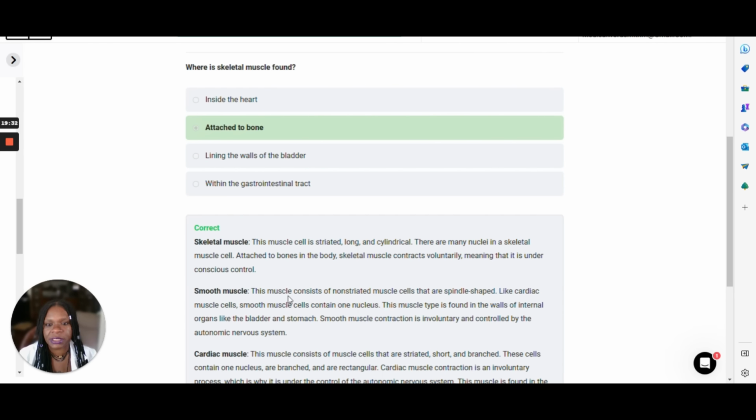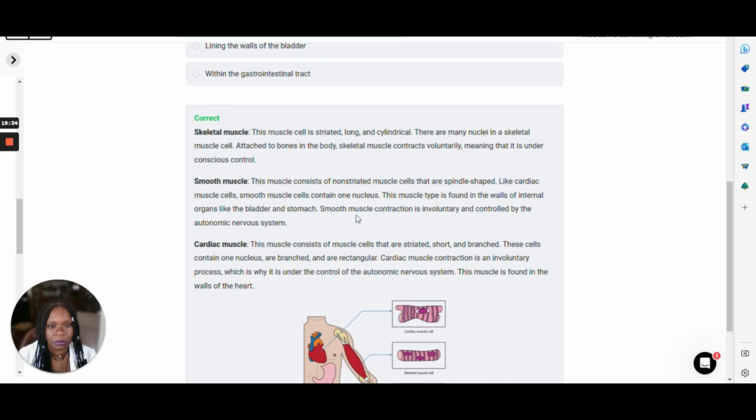So this question is testing, do you know the difference between the different types of muscles? Smooth muscle consists of non-striated muscle cells that are spindle-shaped. Like cardiac muscle cells, smooth muscle cells contain only one nucleus. That is a key differentiator. This muscle type is found in the walls of the intestinal organs, or in internal organs like the bladder and the stomach. Smooth muscle contraction is involuntary and controlled by the autonomic nervous system. Again, that's totally different from skeletal, which we control consciously. Cardiac muscle, I think you guys know, we don't control our cardiac muscles, right? That's going to be an involuntary muscle, and it's going to be totally separate.